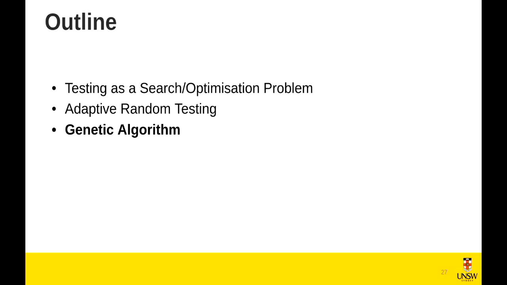We learned about how the genetic algorithm could be used for unit testing, and we can use EvoSuite to do this. We also learned about how the genetic algorithm is reflected in AFL, and there are some minor differences in how AFL uses it. And that's all for today's lecture.